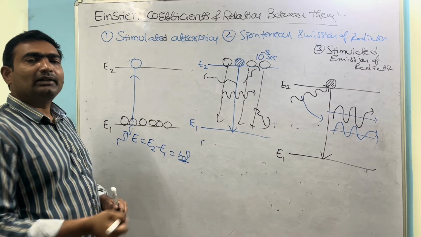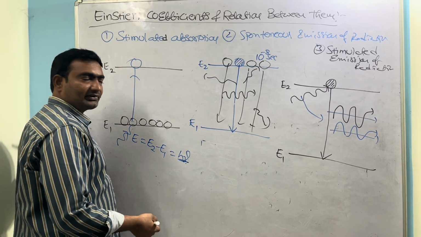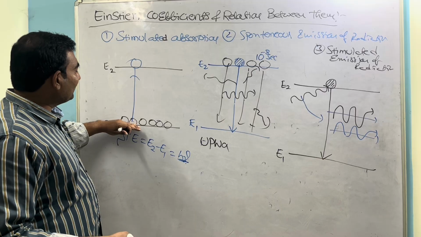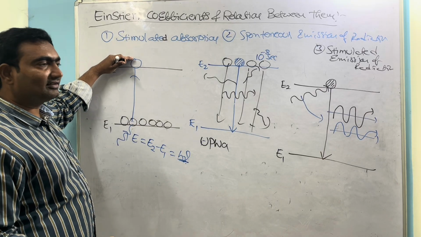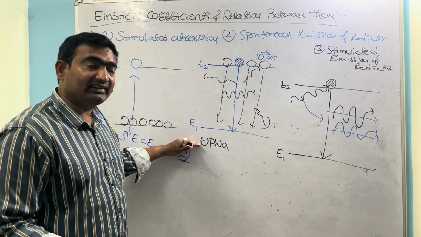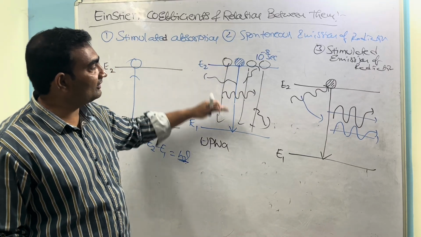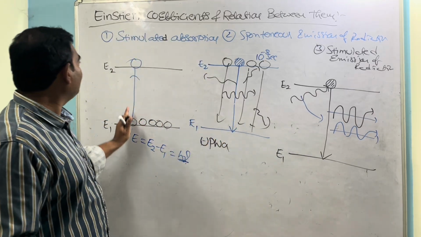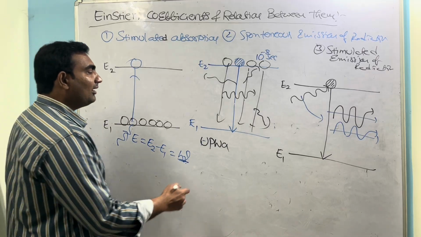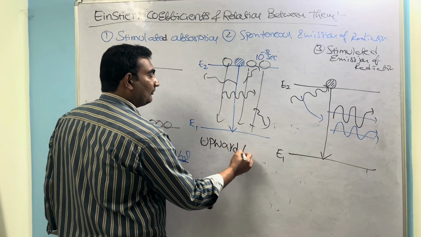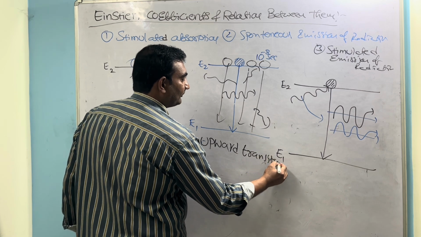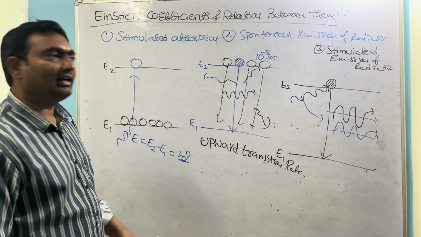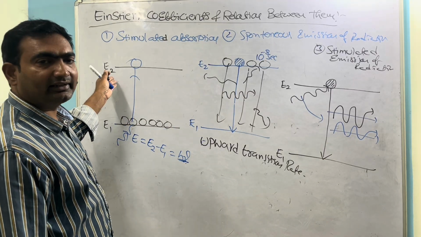Now let us try to calculate the upward transition rate. There are two types of transitions. Some atoms are going from lower energy level to higher energy level, which represents upward transitions, and some atoms are coming from higher energy to lower energy. So the down arrow indicates downward transitions, and the up arrow indicates upward transitions. First, let us calculate the upward transition rate. Out of the three processes, only stimulated absorption has upward transitions.